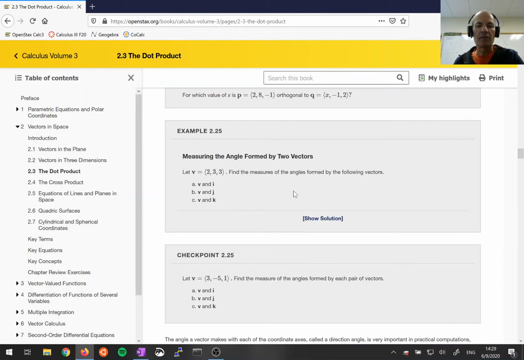You can find the angles between two vectors by computing the dot product. If you, for example, want to find the angle between this vector 2, 3, 3 and the x-axis, you could, for example, look at the dot product between v and i.